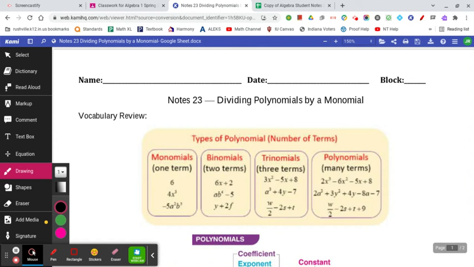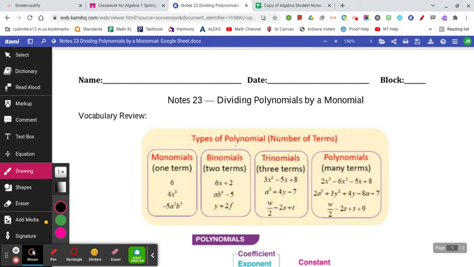Hello, students. Today we're going to work on dividing polynomials by a monomial. It might sound kind of complicated, but honestly, when we get into it, you're going to find today is a fairly simple process. Part of what we need to do is make sure that we remember what polynomials and monomials are. So, some vocabulary to get us started.